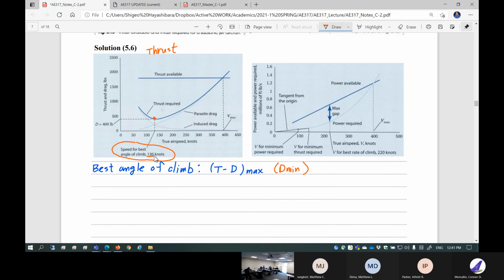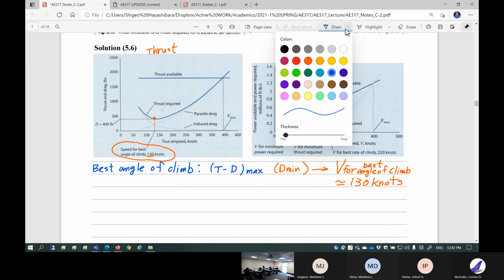Textbook says 130. So good enough. That's right. Textbook says 130 knots. So V for best angle of climb is approximately 130 knots. You need to read it off from the chart. Okay, that's this thing. Good.